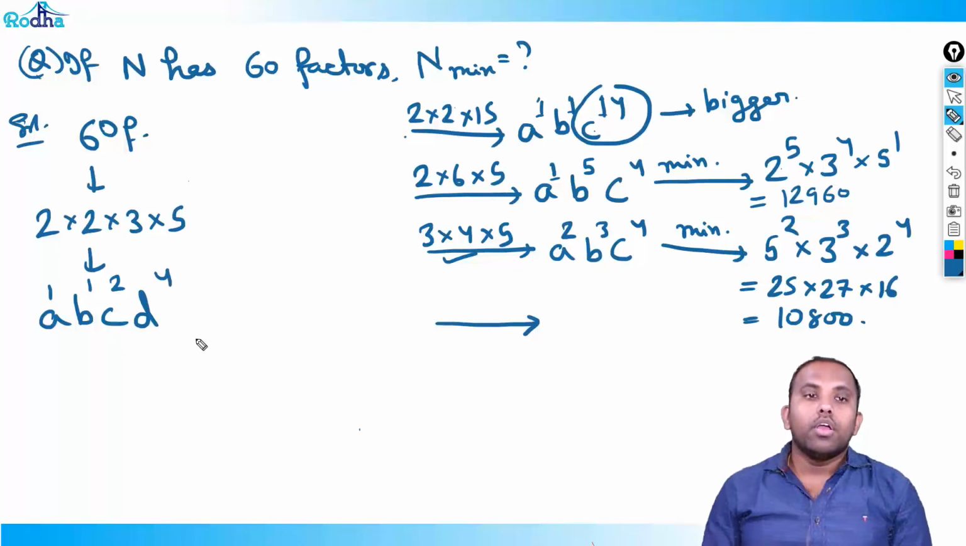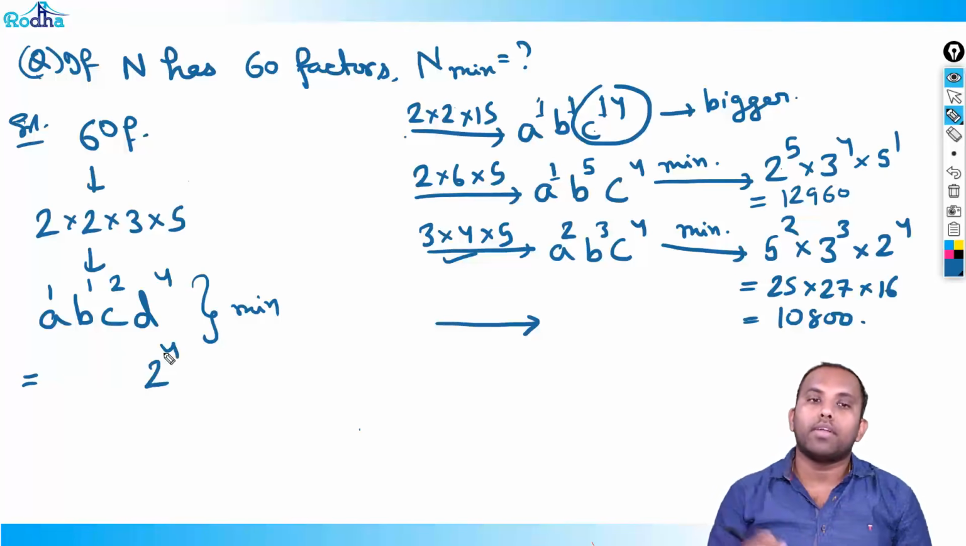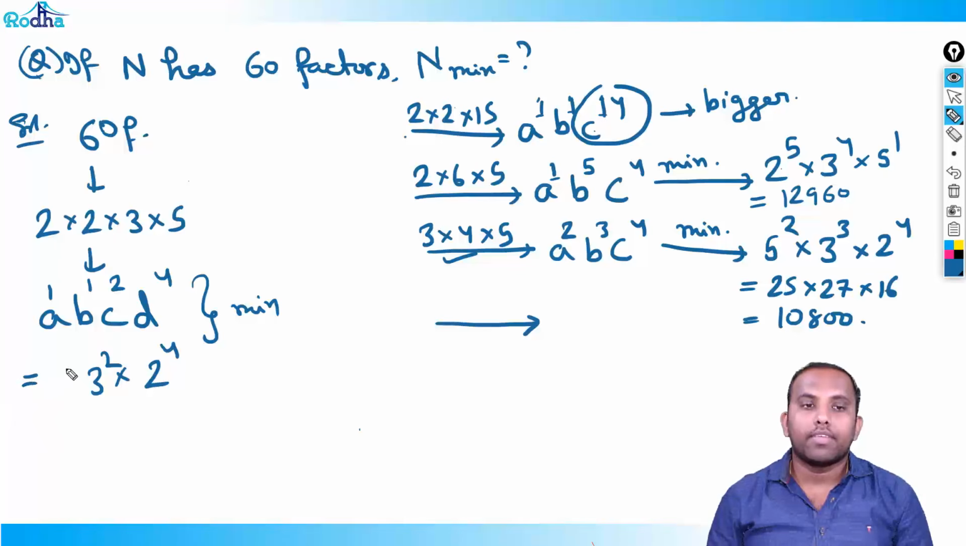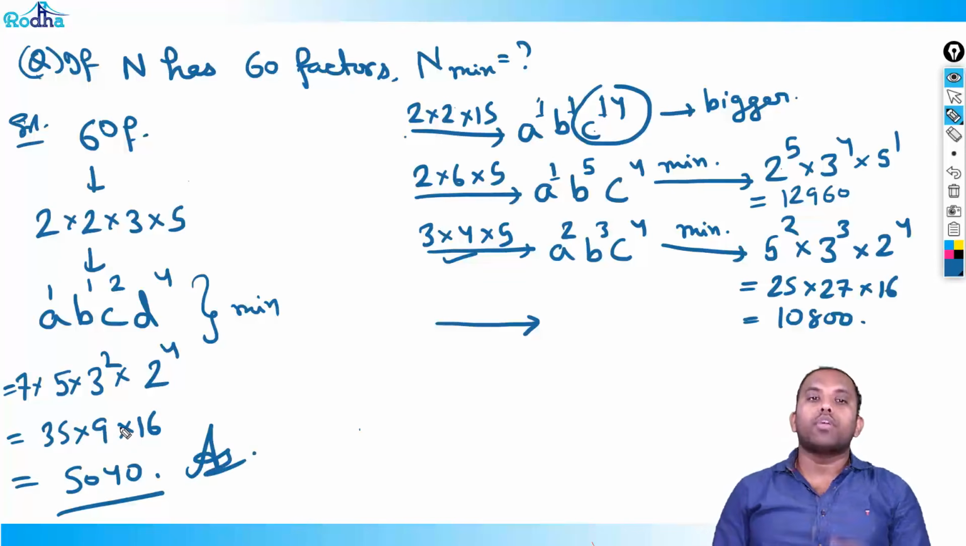So if I write down all the values here, what is the minimum value possible? I should assign 2 to D, 3 to C, and 5 and 7 to A and B, because the minimum prime numbers available are 2, 3, 5, 7. So 5 to B and 7 to A. What is the answer? 35 into 9 into 16, which is 5040. This is the smallest number possible. It is the answer.